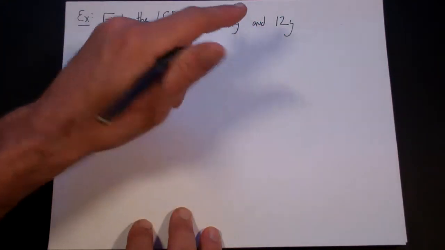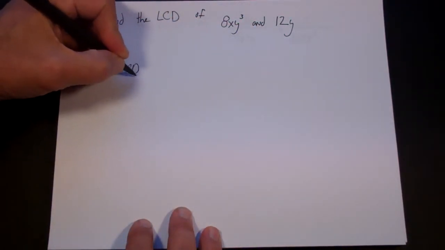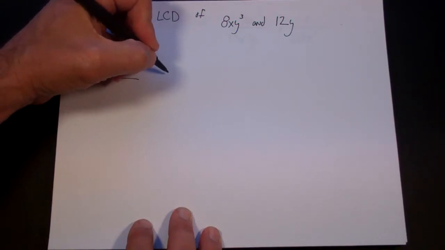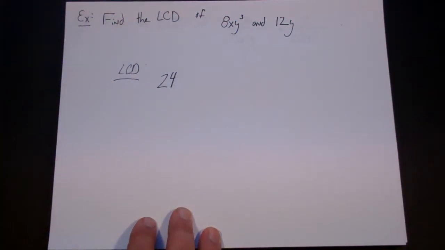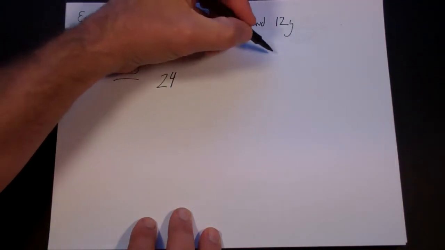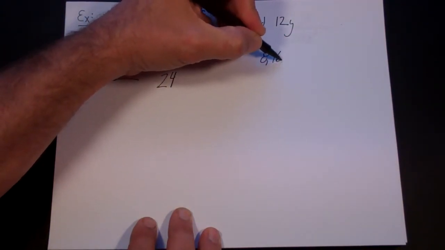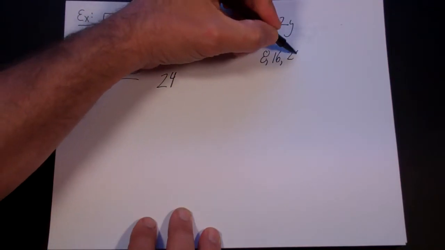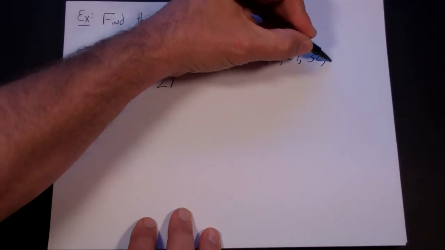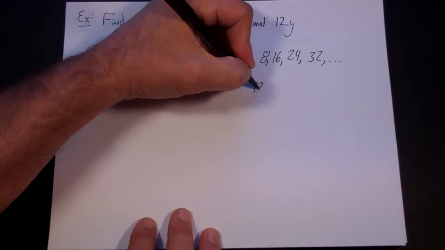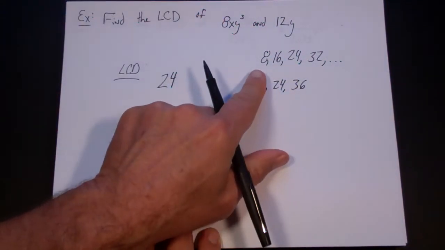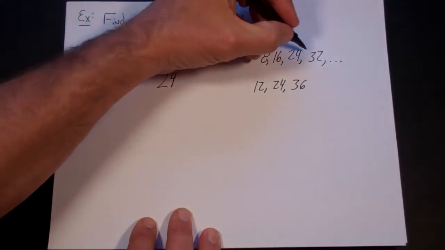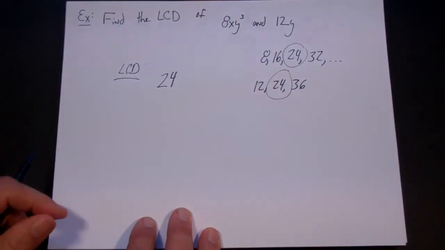First, you look at the numbers 8 and 12, and you find the LCD of 8 and 12. The LCD of 8 and 12, I think, is 24. If you're ever not sure, you can list out all the multiples of 8: 16, 24, 32, etc. And of 12: 24, and 36. And find the smallest number which is a multiple of both of them. In this case, 24. So that's your LCD.